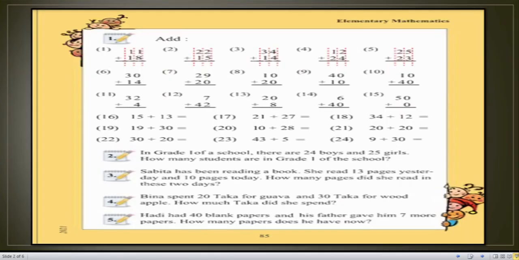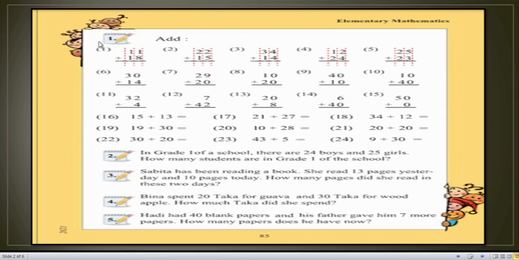First of all, I would like to show you the questions mentioned on page number 85. We can see that on page number 85 there are 5 questions, and in question number 1 there are almost 24 questions, and these are all easy questions. And in questions number 2, 3, 4 and 5 there are also questions. They are also easy, but a little bit critical, so I will try to solve all of these questions.